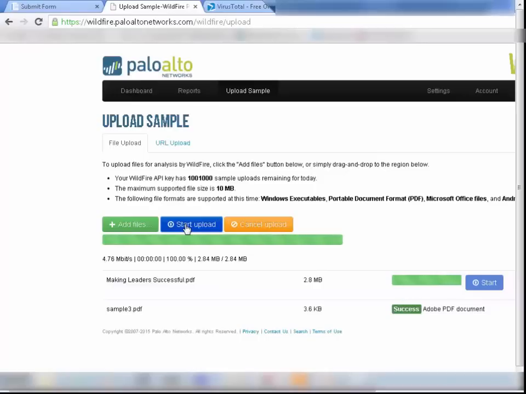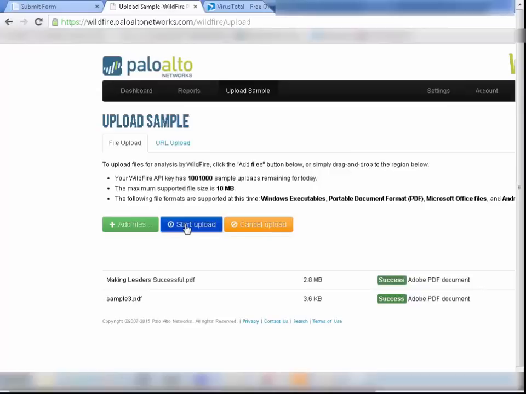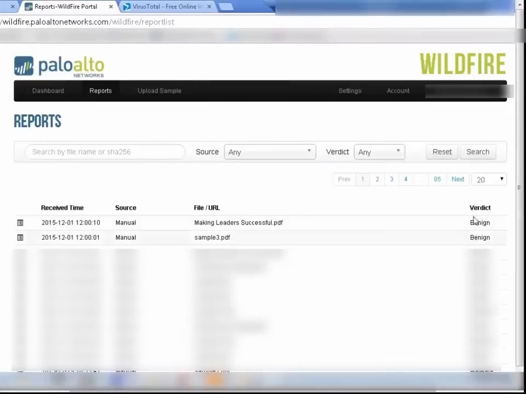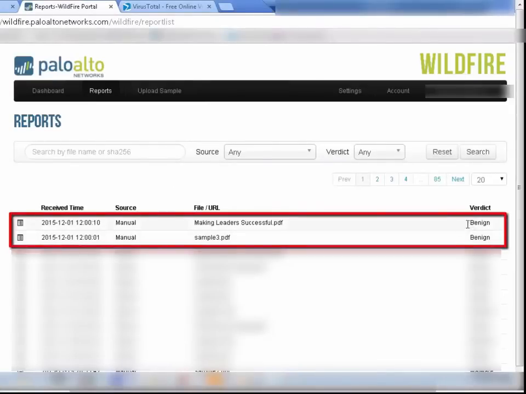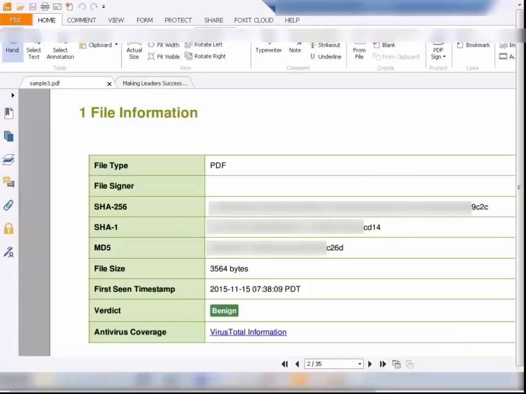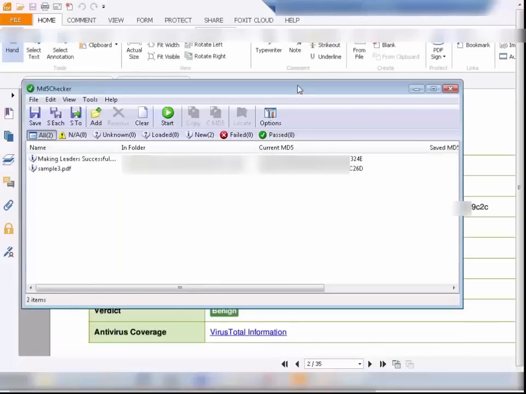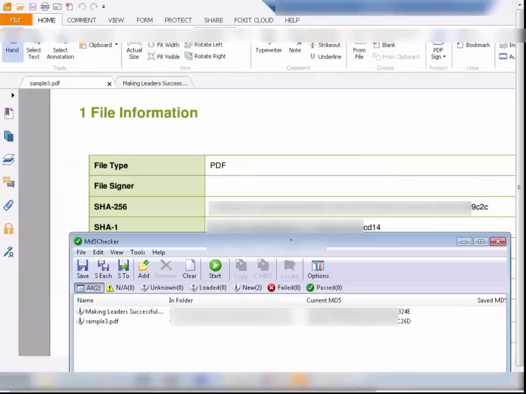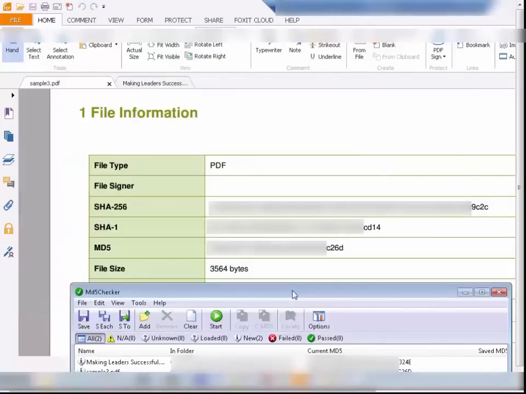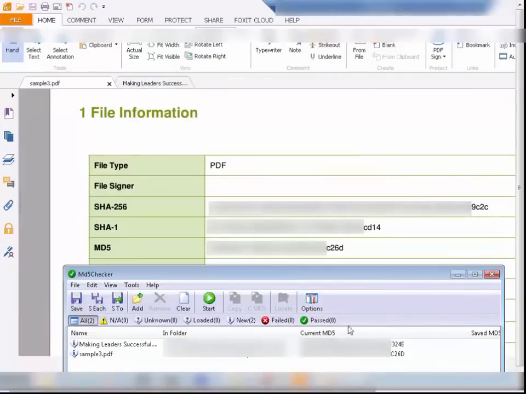This type of malware takes advantage of a known exploit by using advanced evasion techniques and return-oriented programming, more commonly known as ROP. As we can see after uploading both files, they are found to be benign by Palo Alto's WildFire solution. Let's dig a little deeper to make sure the correct files were uploaded. First, let's compare the MD5 hash and verify that the same file was analyzed by both WildFire and VirusTotal.